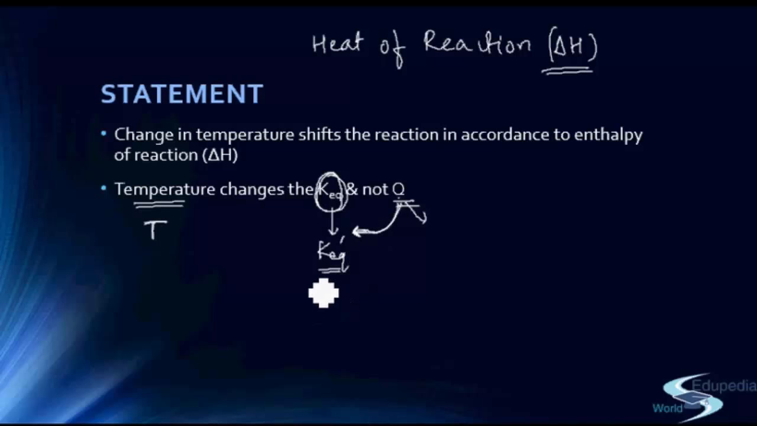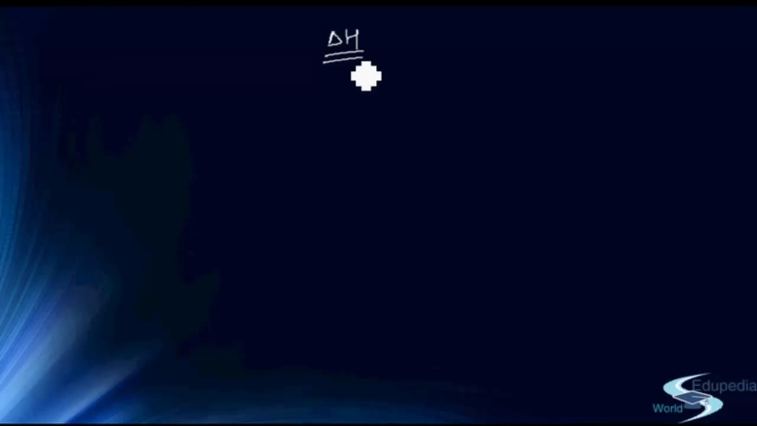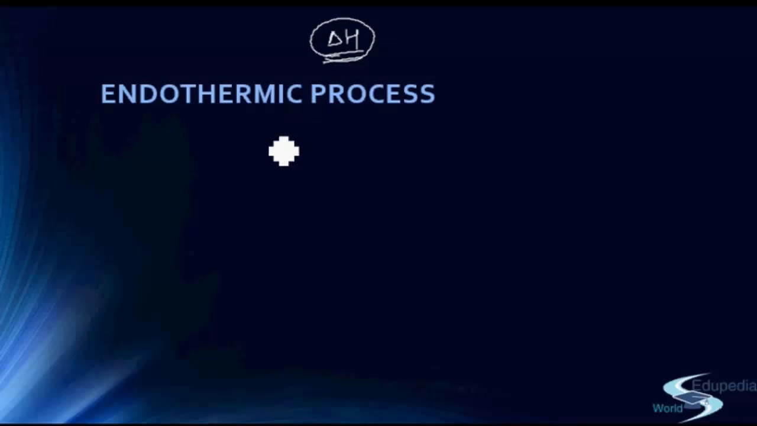Okay, so now let's look at the meaning of delta H. Though we'll study it in detail in thermodynamics, here we'll just look at a rudimentary way of understanding the meaning of delta H. All processes can be divided into endothermic or exothermic, or maybe some which are neither of them. So what is an endothermic process or an endothermic chemical reaction? It is a process in which energy is essentially absorbed by the system.